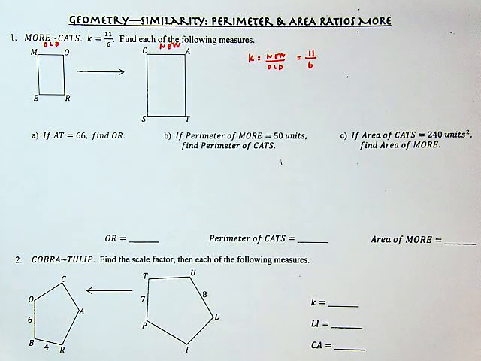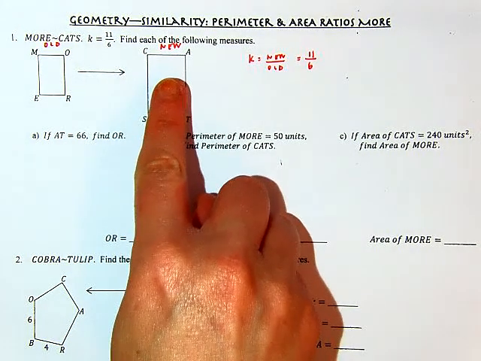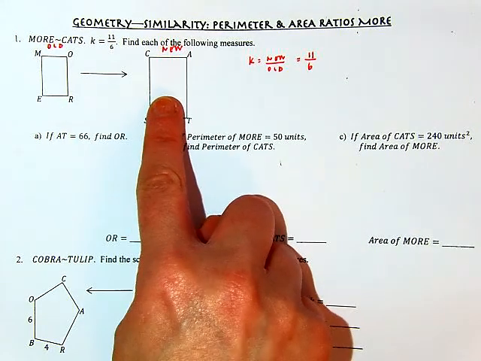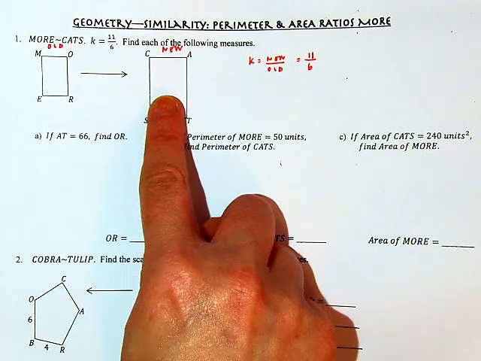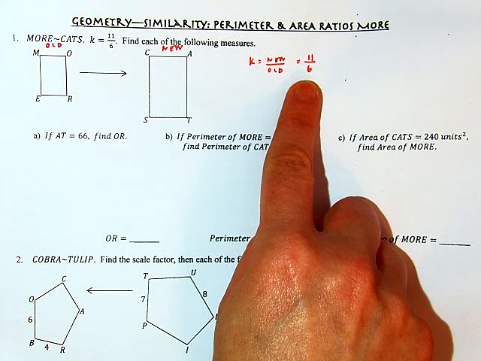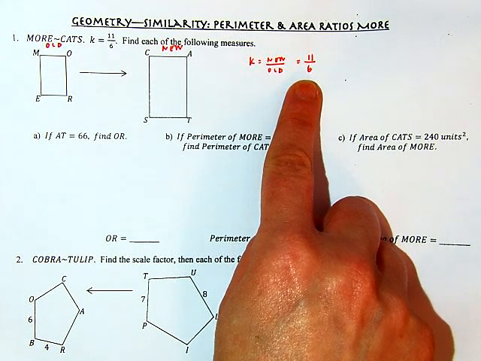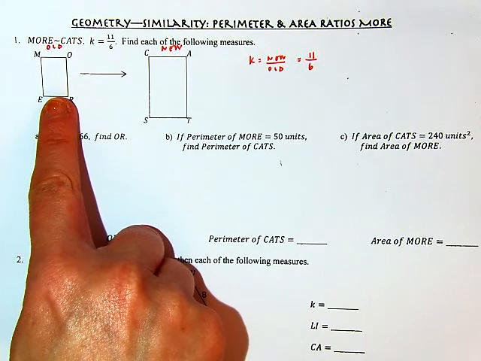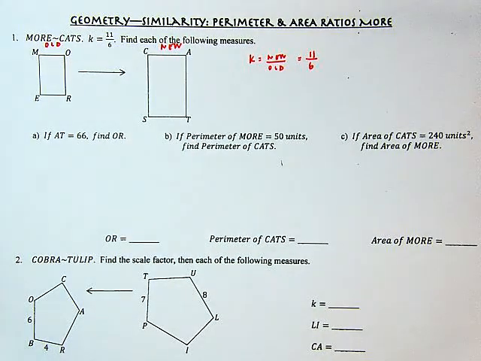Okay, if I was going in reverse, if I was going from here to here, from right to left, then my multiplier would be the reciprocal of my scale factor. So it would be 6 to 11 instead. So if I know a side here, and I'm trying to get over here, I would multiply by 6/11 instead. So just keep that in mind.